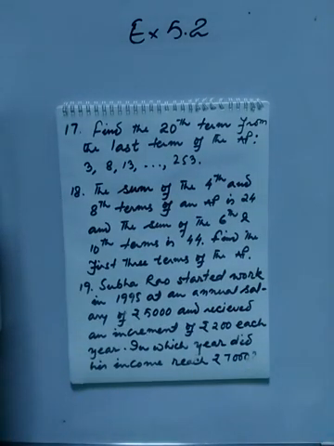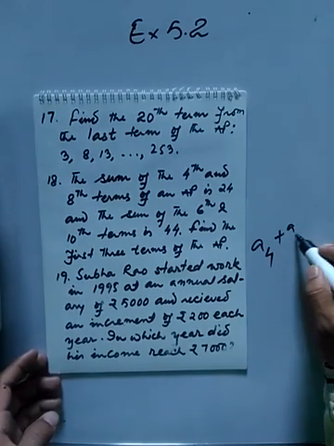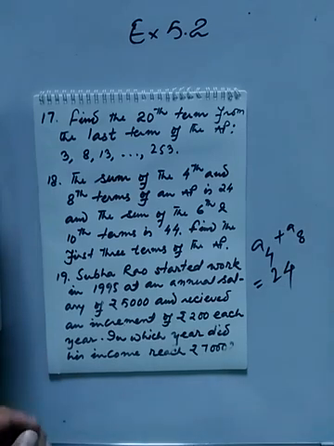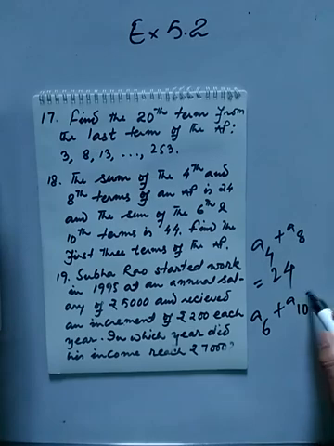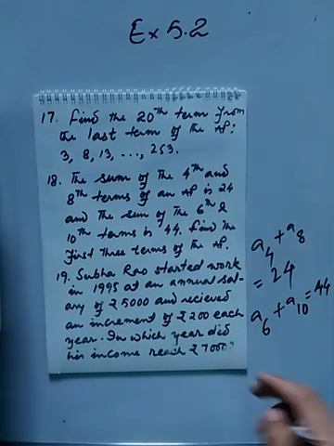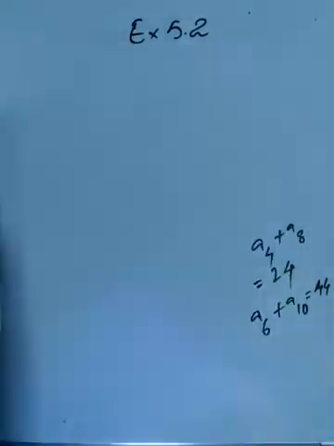We'll be finding the next question, question number 18. The sum of the 4th and 8th terms of an AP is 24. That means A4 plus A8 is 24. And the second condition is the sum of the 6th and the 10th terms is 44. That means A6 plus A10 is 44. And find the first 3 terms of the AP.